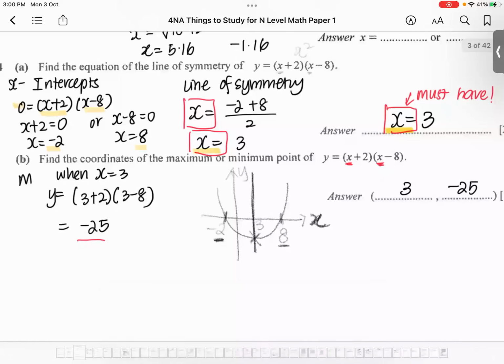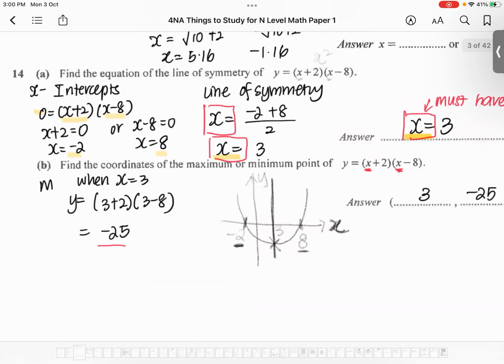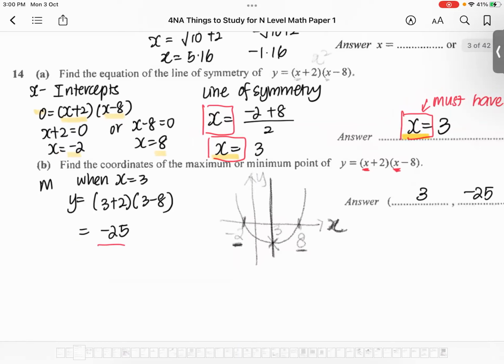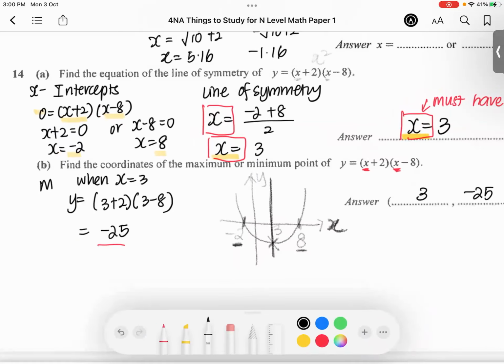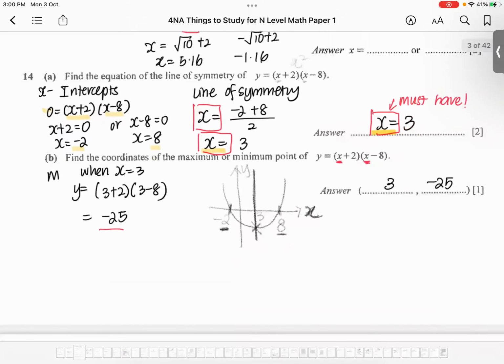Hopefully, I have not seen sketching of the graph for quite some time. Pray it doesn't come out for sketching a graph. Just know how to solve the I, L, and the M. Okay, so for this portion, hopefully not very difficult. Can? Yeah, then I'll move on to the next one already.